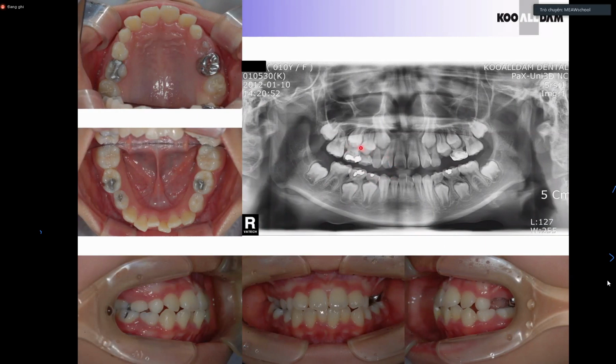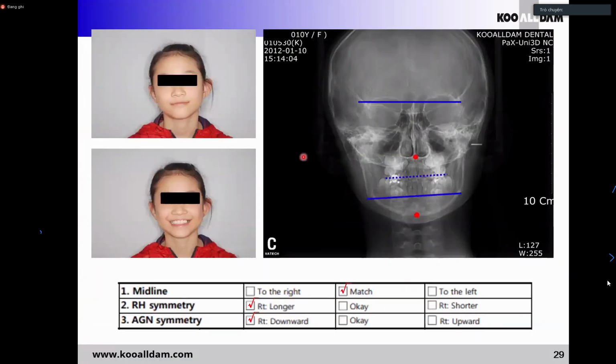She is Hellman Dental age 3B, mixed dentition exchange period. In PA view, the midline matches. However, on the right side, the ramus height is longer, and there are some differences between the left and right side.